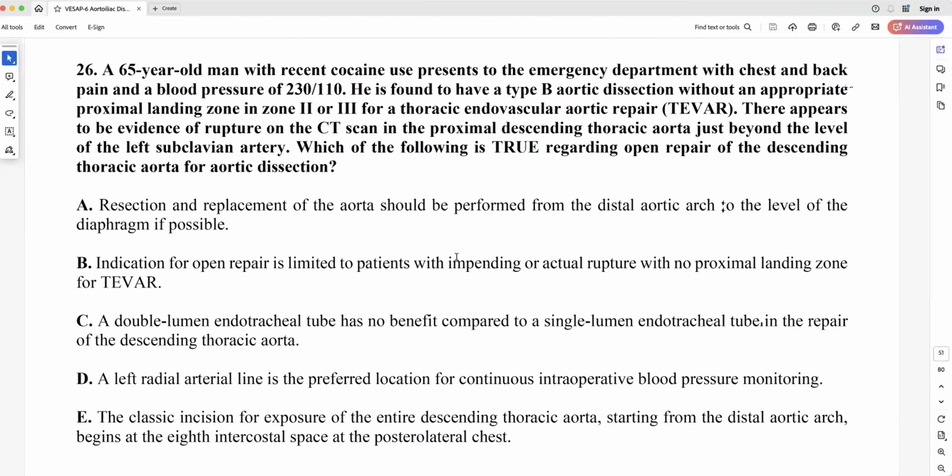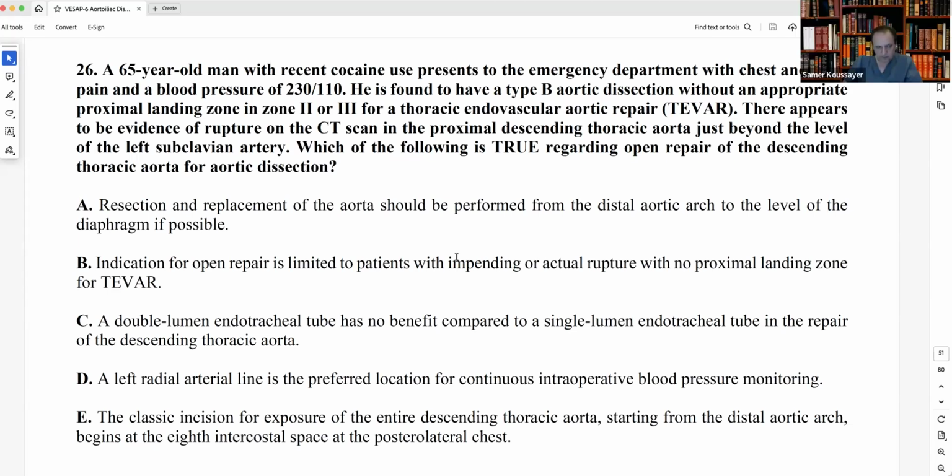Okay. C: double lumen endotracheal tube has no benefit compared to a single lumen endotracheal tube in the repair of descending thoracic aorta. No, that's wrong. Why? You need the double lumen if you do open descending thoracic aorta surgery. You need to deflate the left lung, otherwise it'll be in your way. Correct.